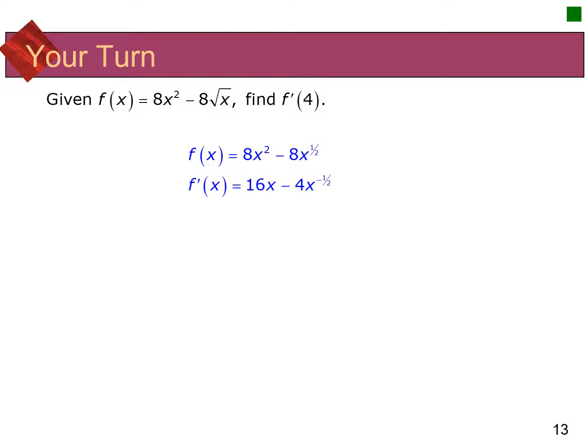The derivative of 8x to the 1/2 power is going to be 4 times x to the negative 1/2 power. I multiply the 8 by the 1/2, subtract 1/2 and 1, and get the negative 1/2, so that's how I get that. I can also turn that to a root if I want to, and I do. So f prime of x is 16x minus 4 over the square root of x.